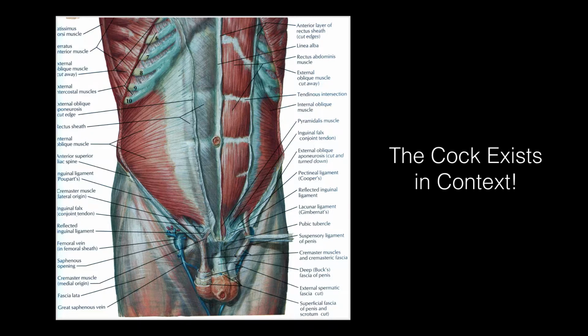So if you've ever heard of an inguinal hernia, then this is what we're talking about. We're talking about this space right here where either that suspensory ligament comes out, or the vein and the artery come out of this area between the abdomen and the leg, right? So this is the groin.